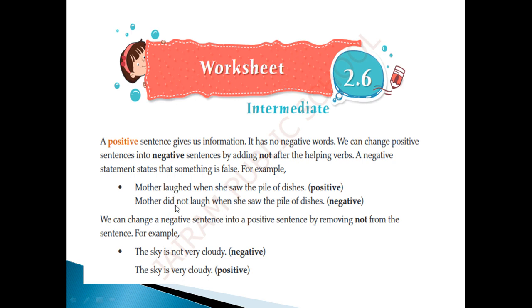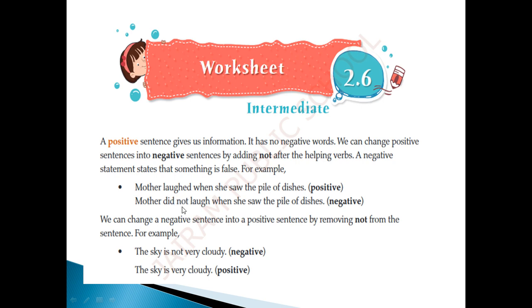See the first sentence here. Mother laughed when she saw the pile of dishes. Do you find a negative word in the sentence? No. So exactly the sentence is positive. See the same sentence which is written in negative form. Mother did not laugh when she saw the pile of dishes. Do you find any negative word in the sentence? Exactly. Not is appearing in the second sentence.